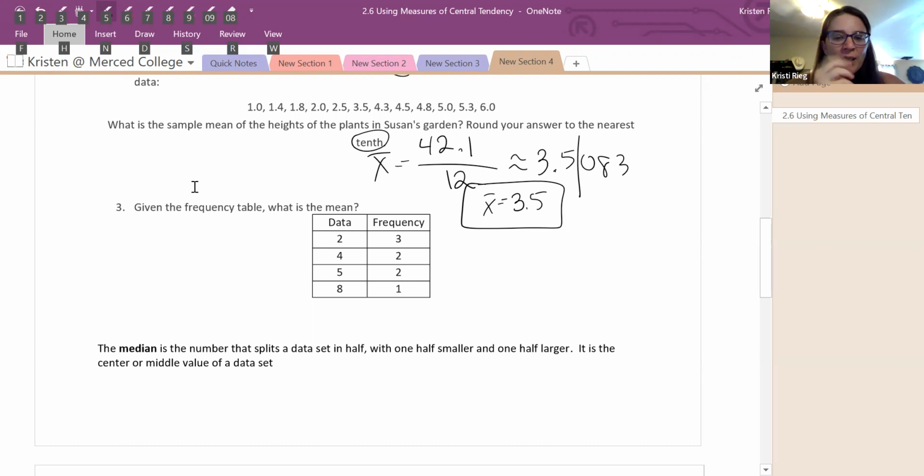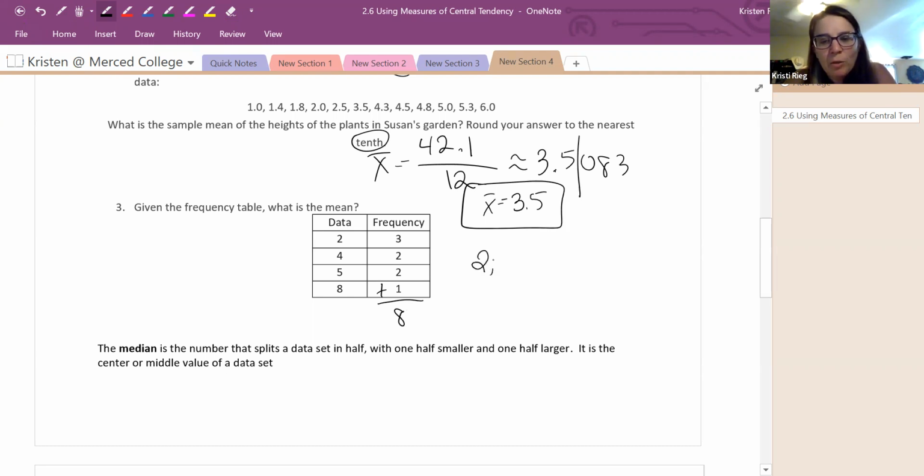And so in this table, I have 8 pieces of information. How do I know I have 8 pieces of information in the data? Because if I add up all the frequencies, I get 8. And so this is what my list looks like. My list is, there's 3 2s, there's 2 4s, there's 2 5s, and there's 1 8. And so you have to add all that up and divide by 8.